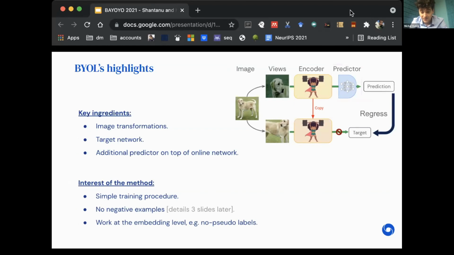But one of the fundamental differences, and I'll describe this point next, is that there are no negative examples. Here we only try to put, let's say, dogs with different kinds of views close together, while the other approaches did something else on top of that. But we don't need to do that. This is also super important from a memory perspective. And we can work at the embedding level, so we don't need to create pseudo labels. We just directly apply an L2 loss on this embedding.